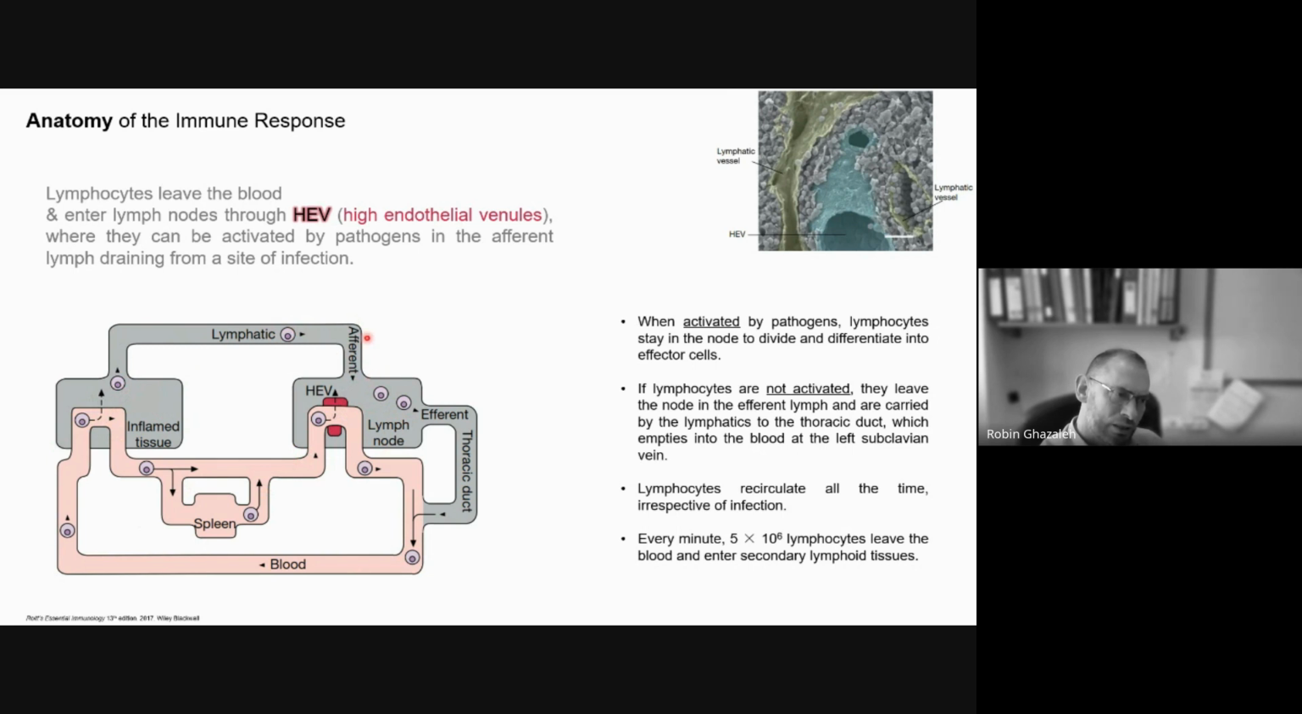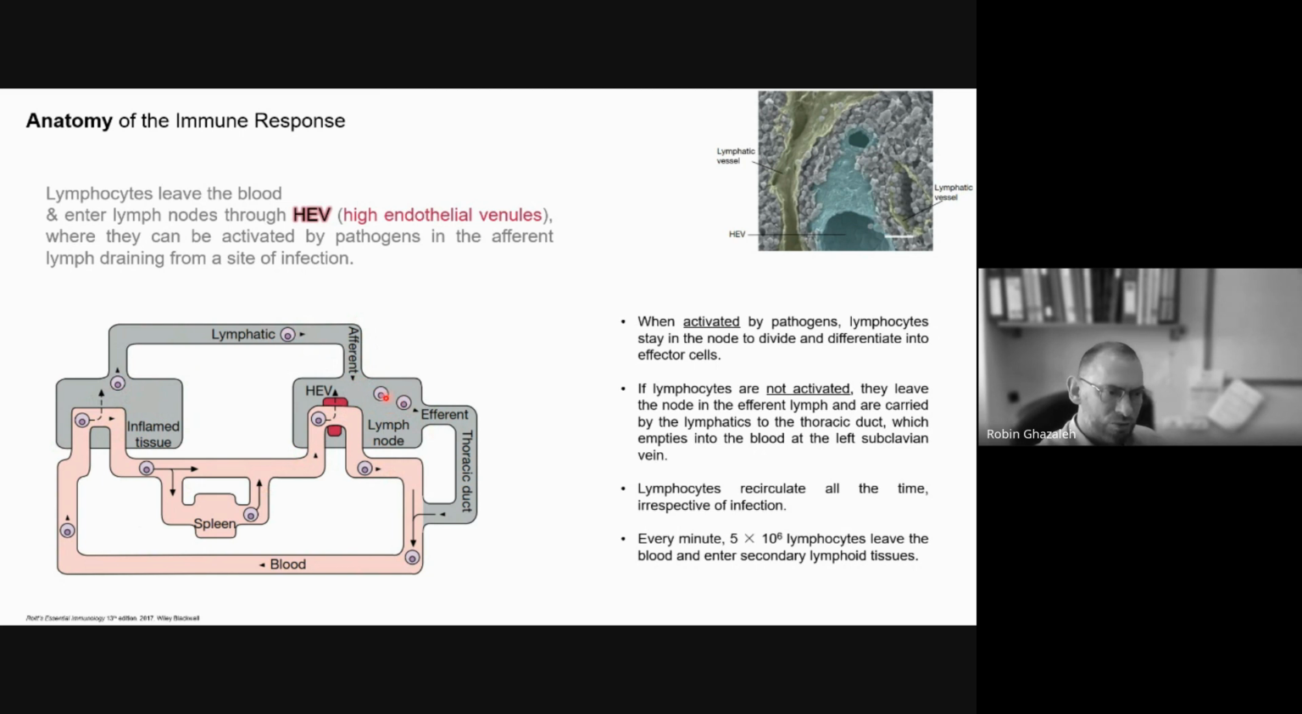We use the words in physiology afferent and efferent. Afferent is coming in, efferent is coming out. So we use it in the lymphatic system and also in the cardiovascular system, afferent and efferent. So afferent lymph node, efferent lymph node.